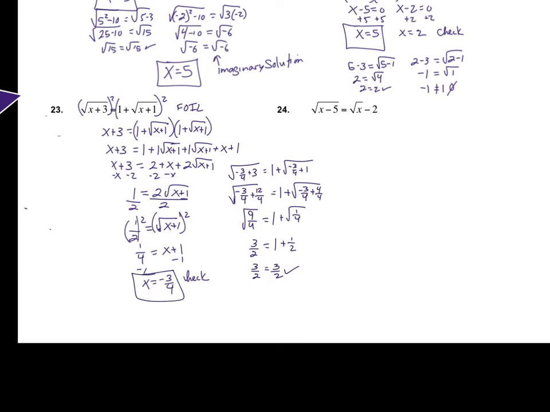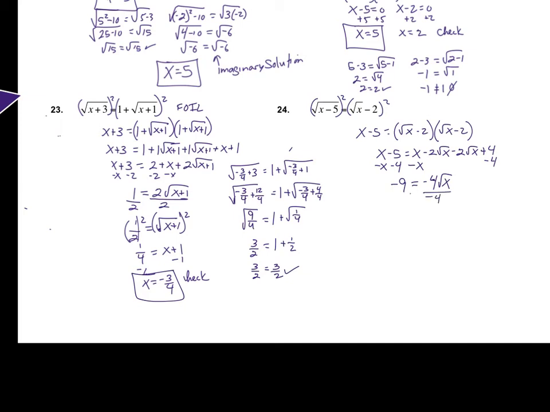Number 24 is similar. We're going to square both sides. We're going to FOIL this one again. Square root of x minus 2 gives us x minus 2 square root x minus 2 square root x plus 4. Subtract our x, subtract our 4. We've got negative 9 equals negative 4 square root x.